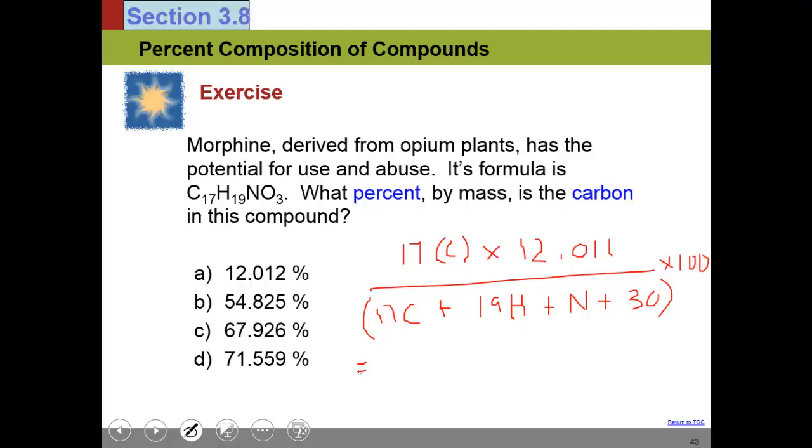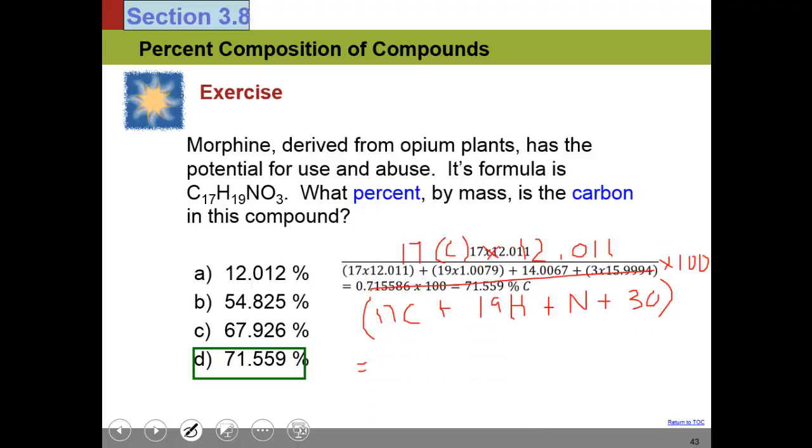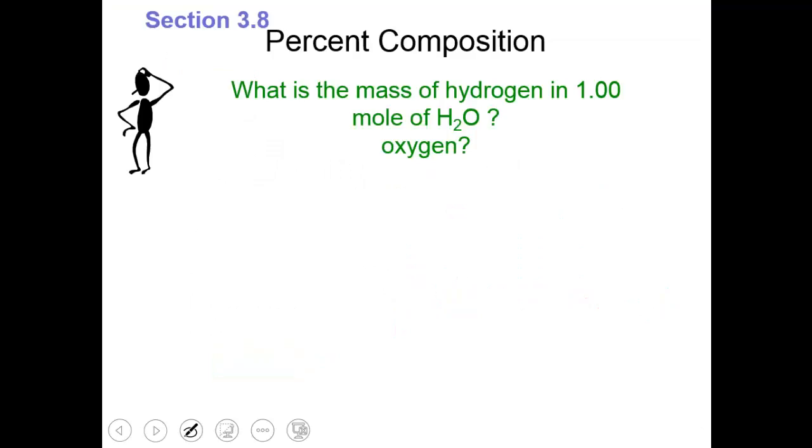And if we did that, we would come out with 71.559% in carbon, what I have right here. Now, we've already seen this in previous chapter, in chapter 2, in terms of percentages. But now we're going to look at these percentages and be able to do something with those.